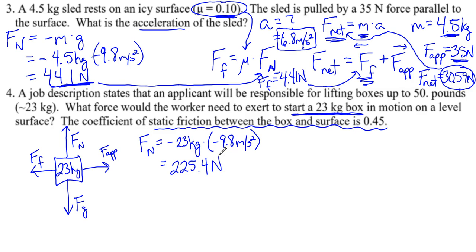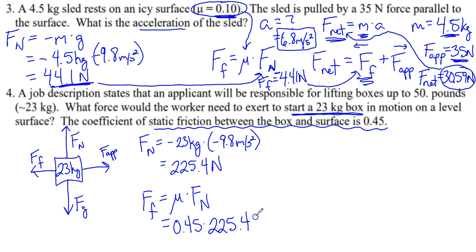The next step would be to find the force of friction. The force of friction is just equal to, of course, our coefficient of friction times the normal force. Our coefficient of friction was 0.45 times the normal force we just found, 225.4 newtons, gives us a force of friction of 101.43 newtons.